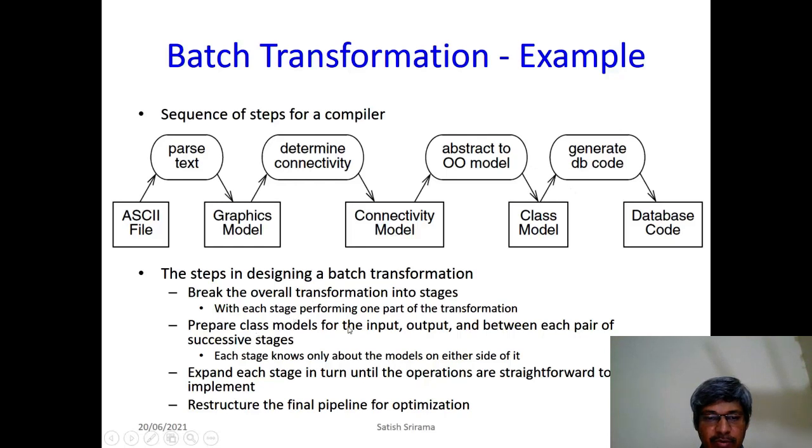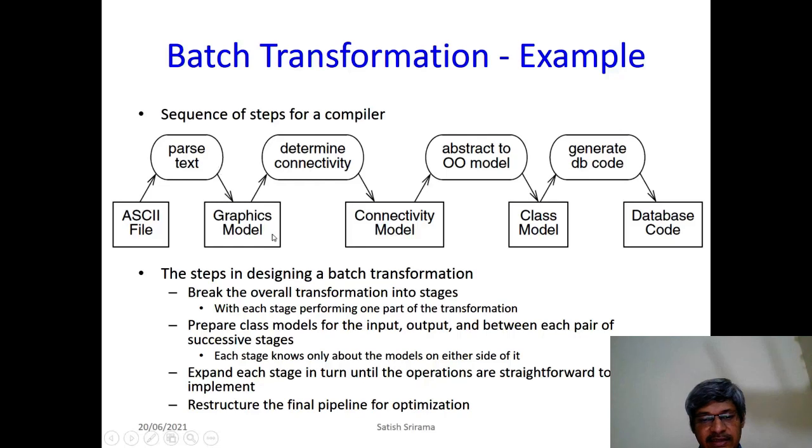Then prepare the class model for the input to each stage, and also for the output, so that there is a class model between each pair of successive stages. So you basically have to prepare these class models. Each stage knows only about the models on either side of it. So basically, parsing the text knows only about ASCII and the graphics model. Okay, like that.